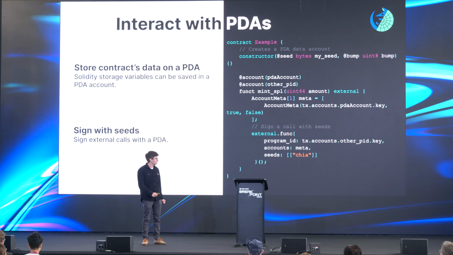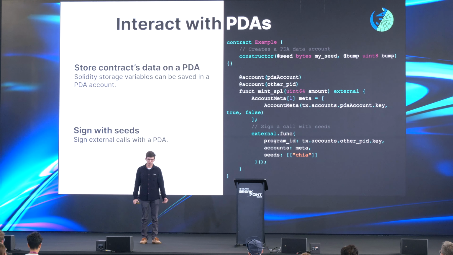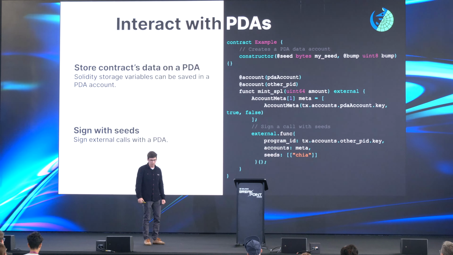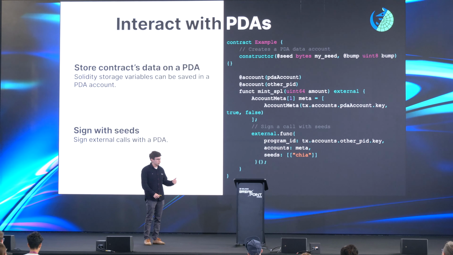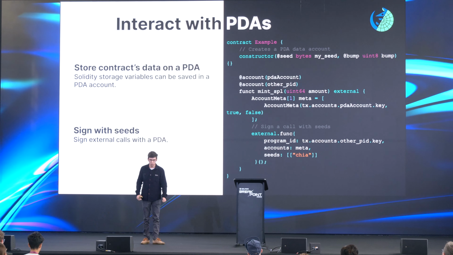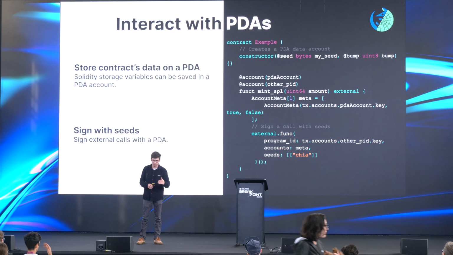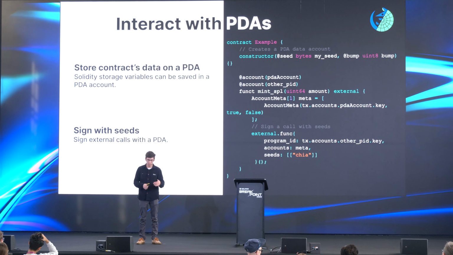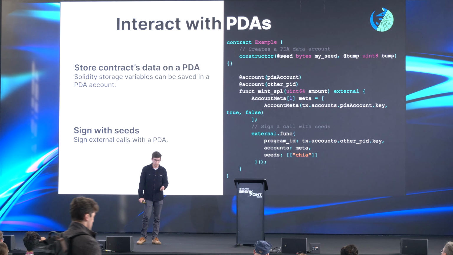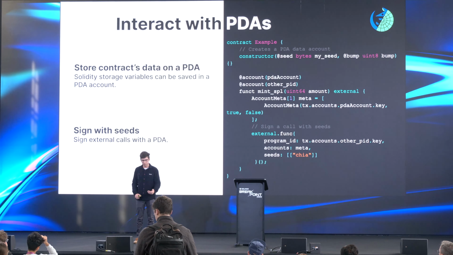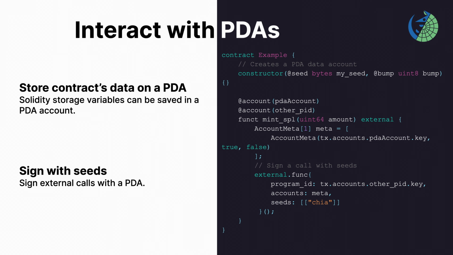We also made PDAs available on Solidity. PDAs are program-derived addresses. When you declare the seed annotation and the bump, you're going to create a PDA data account for your contract. So in this case, all the storage variables will be saved in this PDA data account. And you can also use these accounts to sign transactions without a private key. So if you're making an external call on Solidity and you want to sign using seeds, you can just use our syntax with square brackets, like the call in the bottom.